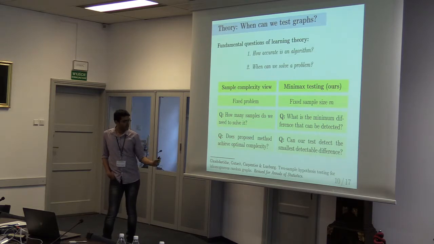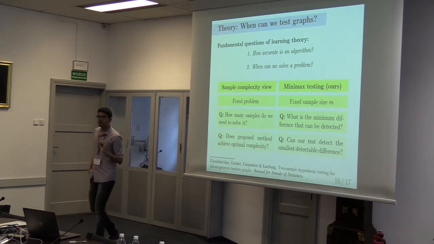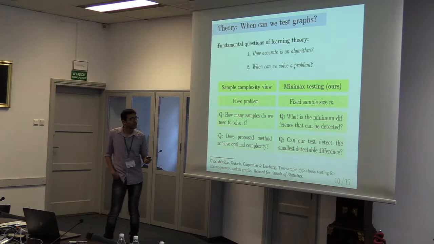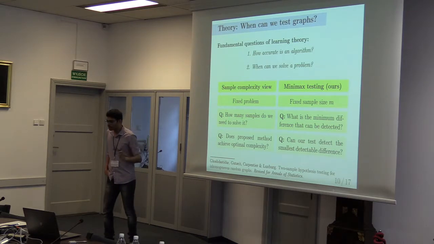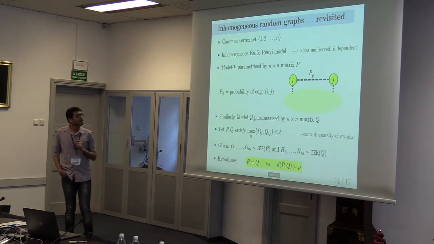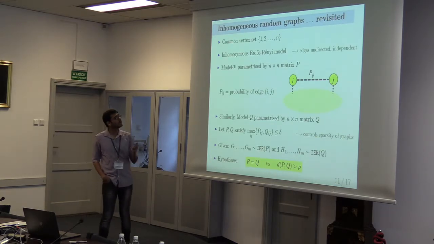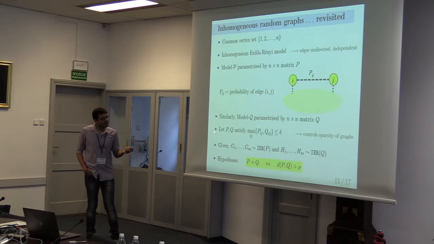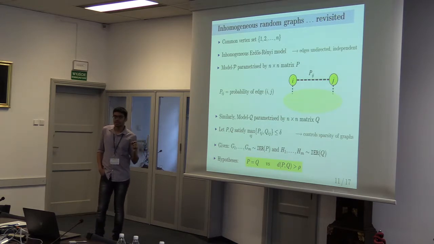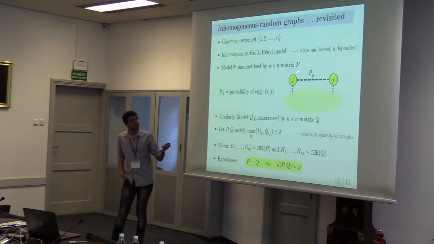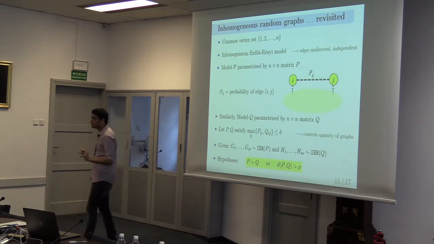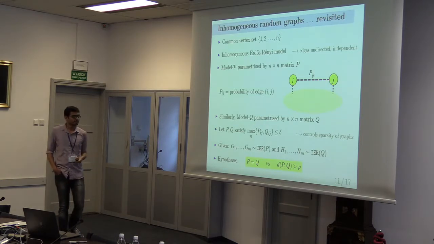By the way, I didn't mention, but all the papers are on arXiv. I forgot to put the arXiv number here. So that's the main theory that we are going to look at. Going back to the model that we had, a common set of n vertices, the inhomogeneous Erdős-Rényi models. I'll additionally make an assumption that the networks are sparse, in the sense that the maximum probability that we can have is at most delta. This really helps in making the results a bit neater.